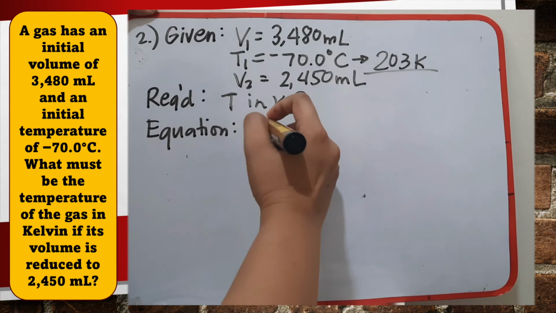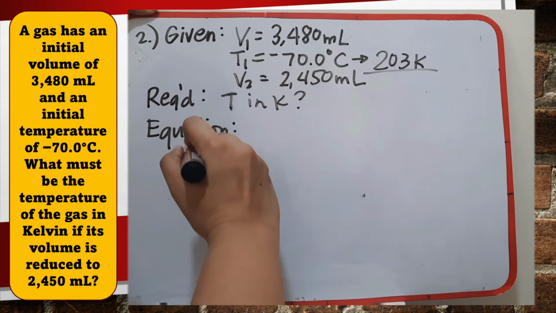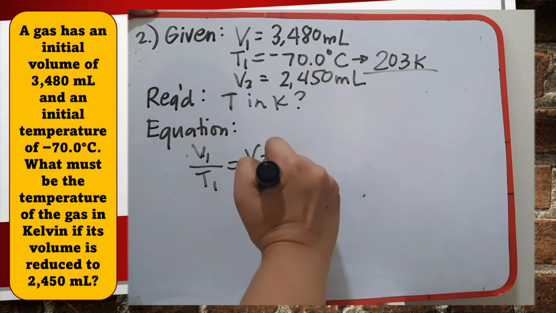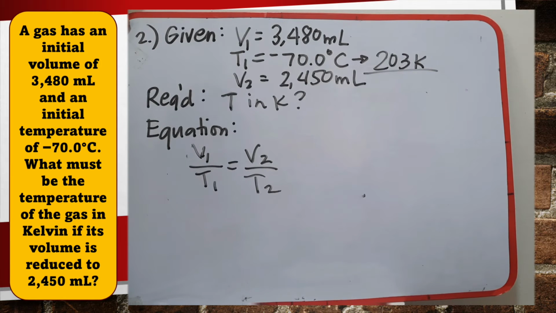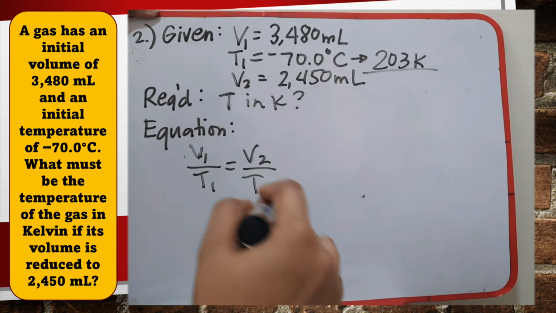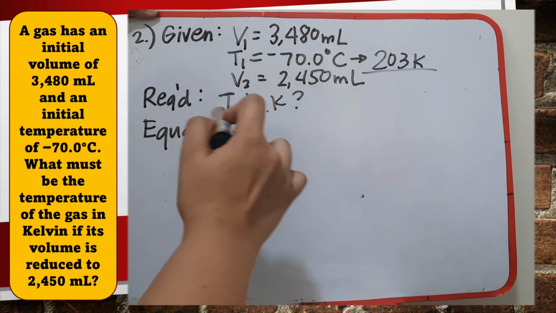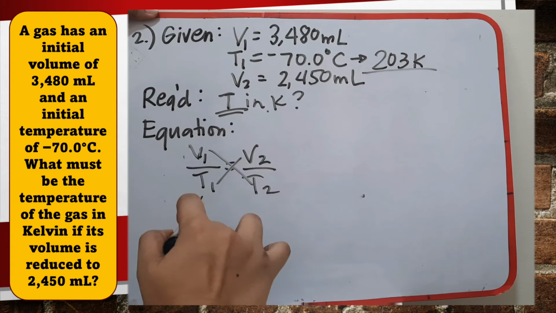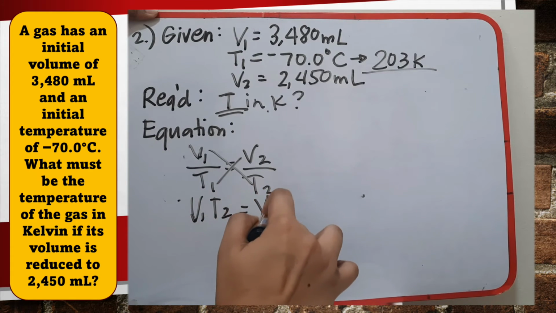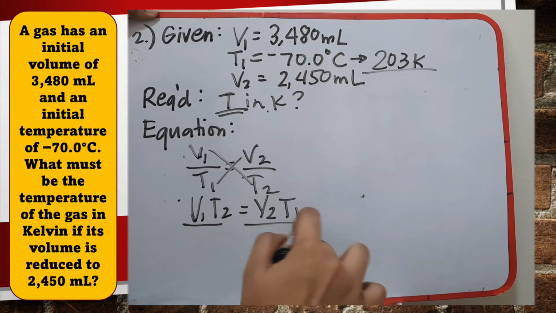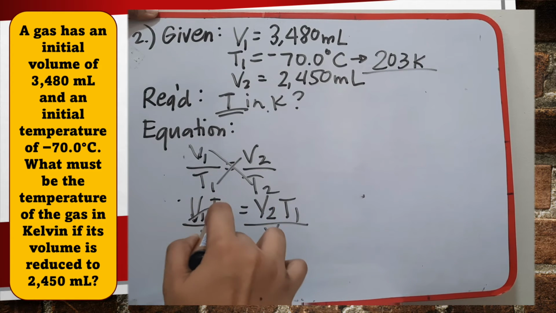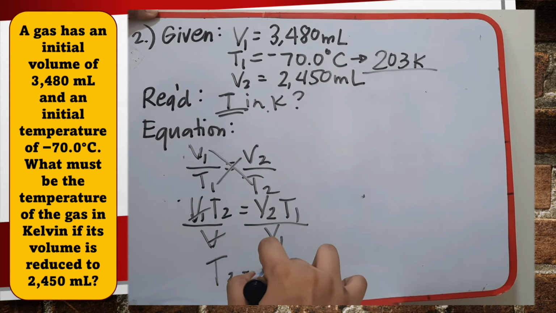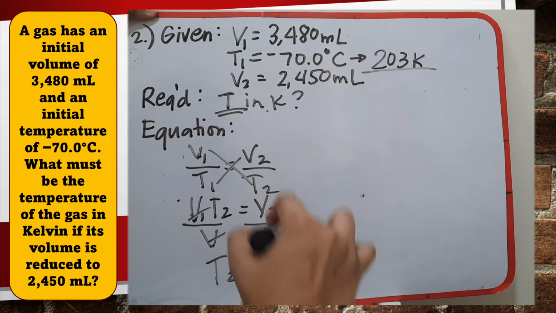Alright, so let us have our equation. We start again with the equation V1 over T1 equals V2 over T2. Let us again cross multiply. Since we're looking for the temperature, that's T2. So V1 times T2 equals V2 times T1. Divide both sides by V1 so that we can get temperature 2. And of course, this will be T2 equals V2 times T1 over V1.